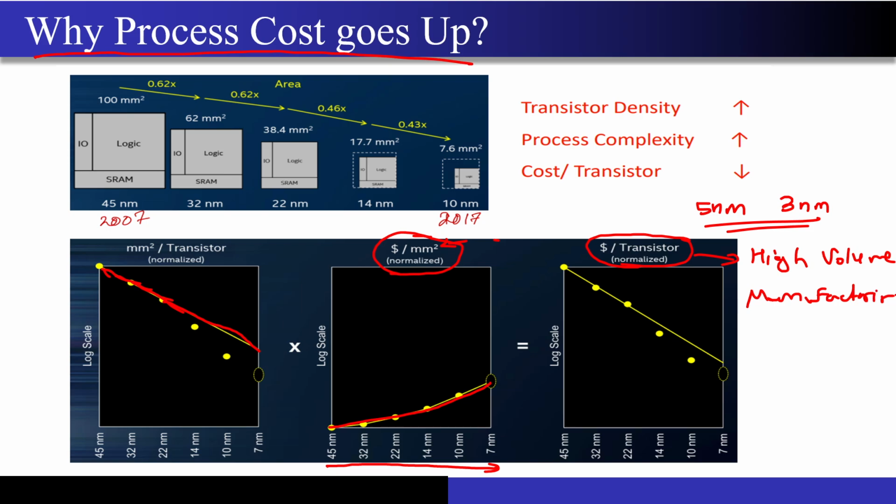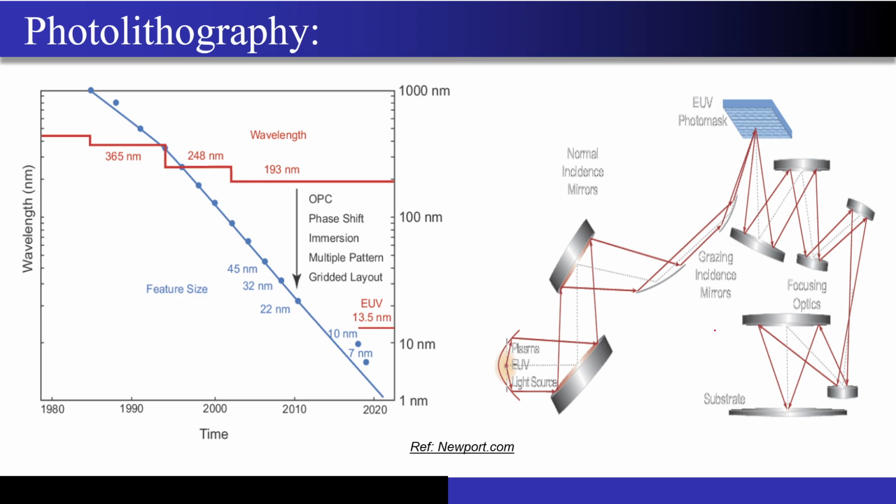Only when you give a very big order, a very huge order at this 3 nanometer or 5 nanometer technology, only then this dollars required per transistor reduces. Correct? So first of all, let us understand what is happening over here, why this cost is increasing exponentially. Now I will go to this particular slide which shows the photolithography.